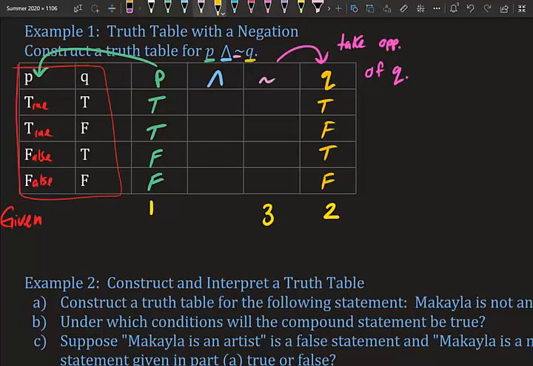Now we need to do the opposite of that. So the opposite of true is false. The opposite of false is true. The opposite of true is false. The opposite of false is true. Now we need to do our last column. So obviously that's going to be column 4. How do we get column 4? 9 out of 10 times, it's your last two columns put together, or first and last. So our first column and our third column, because the first one was the first one we did, and 3 was the previous one we did, the last one.